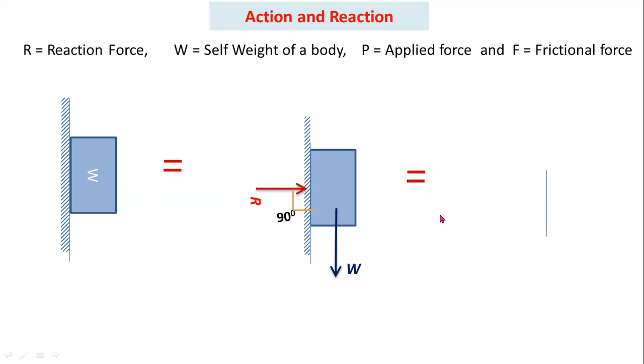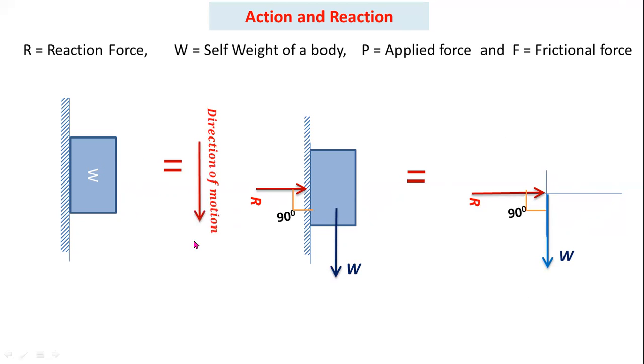This is the x-axis, this is the y-axis. First of all, you have to draw the self weight W vertically downwards. Then you have to draw a normal reaction force R like this. Now the direction of motion of this block is vertically downwards. For a freely falling body, the direction of motion is downward.